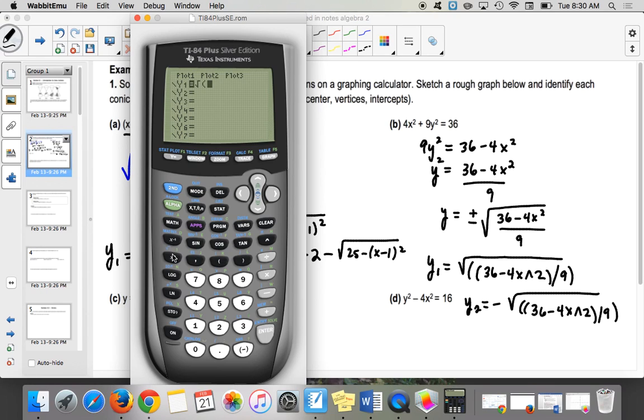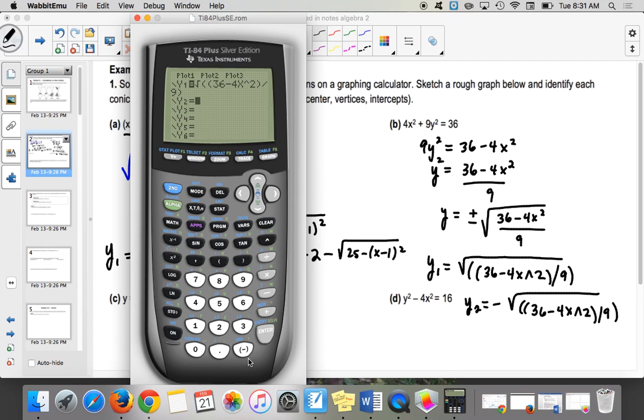So second square root, it's where the x squared button is. And then I'm going to do another parenthesis, 36 minus 4x raised to the 2, or you could do this x squared button over here on the left. It will just do your squared though, not the x. And then divided by 9.